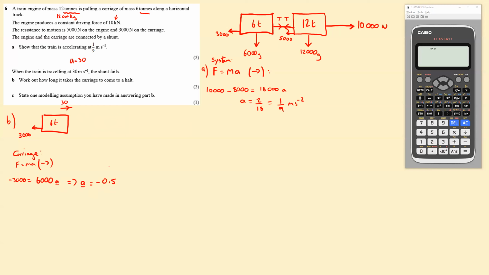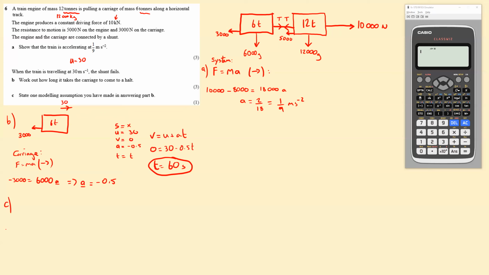Now we want to find out how long it takes the carriage to come to a halt. So using suvat, we don't have a distance. We do have this. We know it wants to come to a rest. We know its acceleration, and we want to find its time. So just going through all of that, we can see we're going to use v equals u plus at. And just putting those values in, 0 equals 30 minus 0.5t. And we're just going to rearrange that. So half t is equal to 30, so t is equal to 60. And it's in seconds, just going from the fact that we're in meters per second is the hint there.